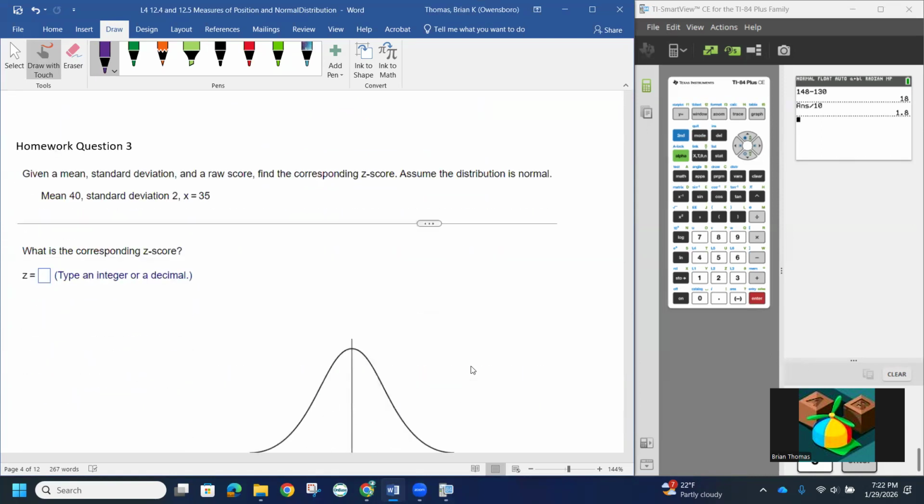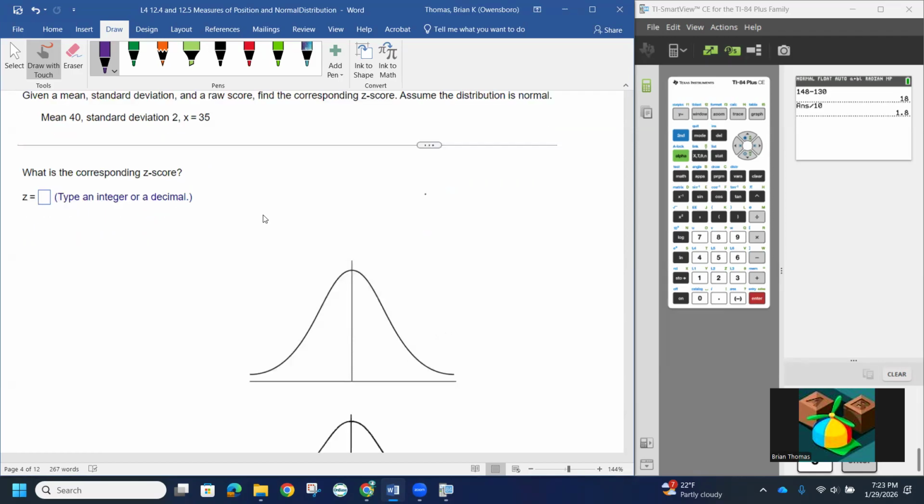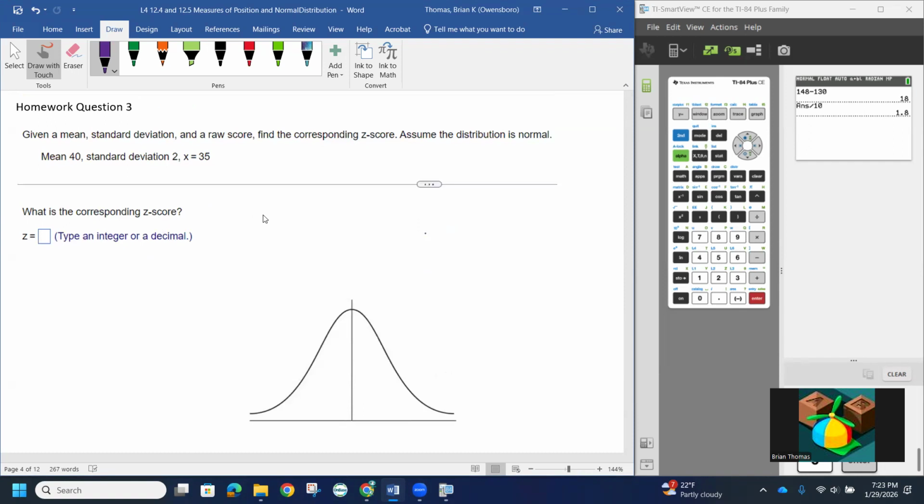Looking at question 3. Let's see here. Given a mean, standard deviation, and a raw score, find the corresponding z-score. Assume the distribution is normal. So the mean is 40, the standard deviation is 2, and the x value is 35.